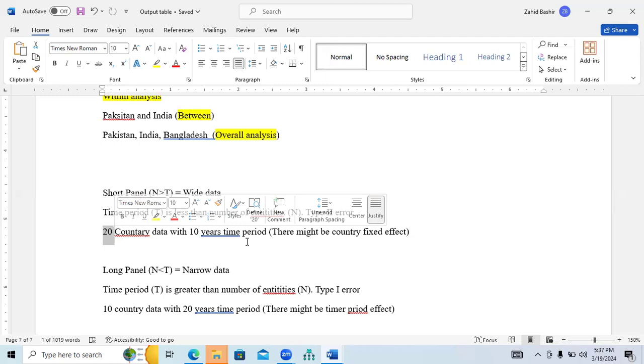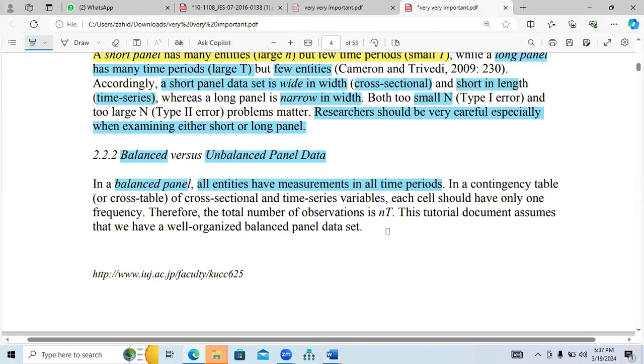And when the data for all the countries is available for all the years or all the same year, then it becomes the balanced panel data. So you need to understand the difference. In contingency table, it is a cross tabulation or cross tabs of a cross-sectional and time period variable. Each cell should have only one frequency. Therefore, the total number of observation in NT, this tutorial document assumes that we have well-organized balanced data.